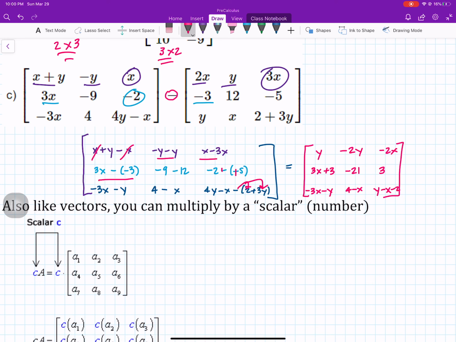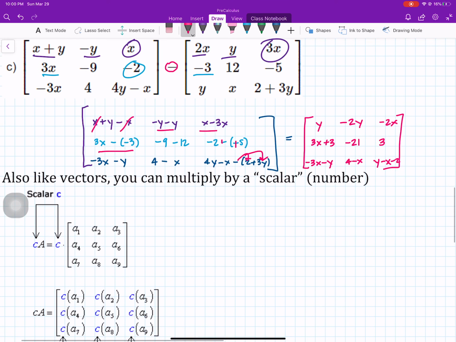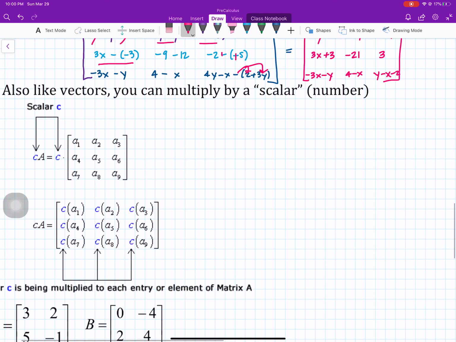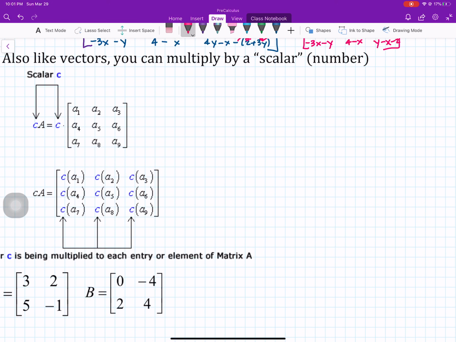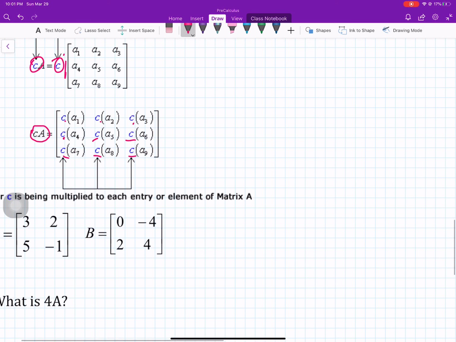And that's adding and subtracting matrices. Also, like vectors, you can multiply any matrix by a scalar. Scalar is just a plain normal number. So your scalar here is just represented as c. And you notice sometimes we just write it out front of the matrix. Otherwise, we use the notation c times the name of the matrix, which is typically a capital letter. That c just gets multiplied to each element in the matrix, no matter how many elements you happen to have.